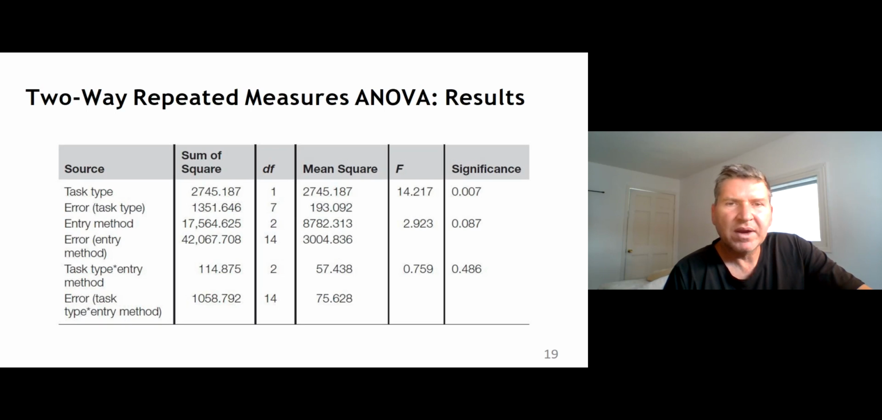So we get a sum of squares. You see the degrees of freedom. You get a mean square. We get an F statistic, and then we get a significance. And you can see here the task type is the only one that looks like it's got a low enough level of significance if we test at the alpha equals 0.05.